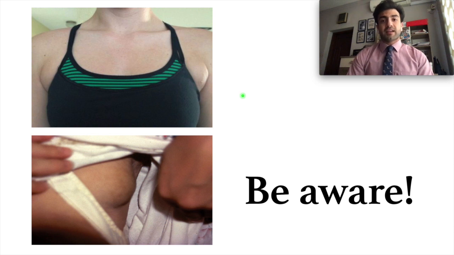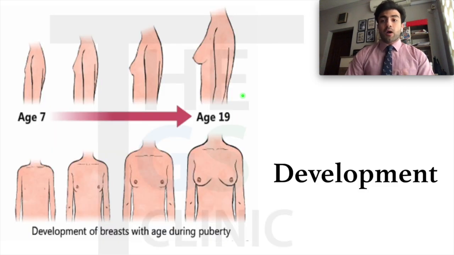Other differential diagnoses could be lipoma. This is very likely, but never forget or miss the axillary tail, which is a normal finding and needs no treatment, just reassurance. Now, how does the breast develop?